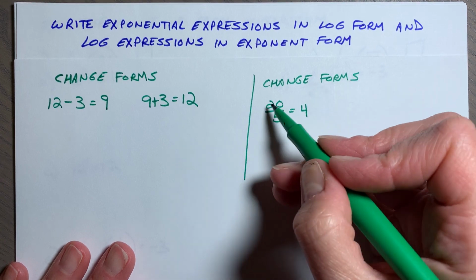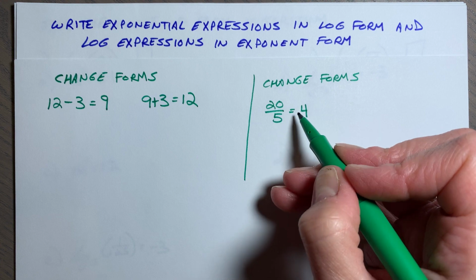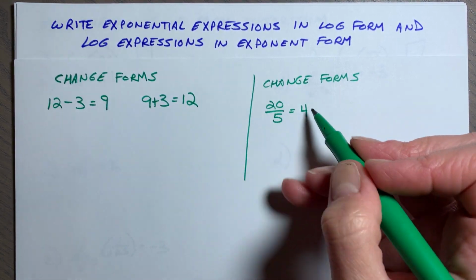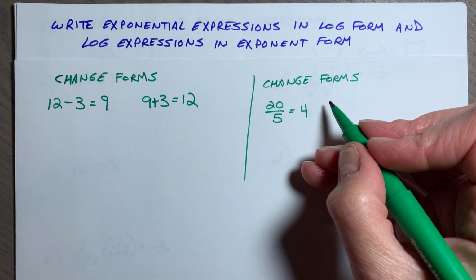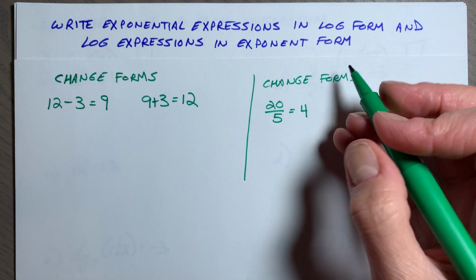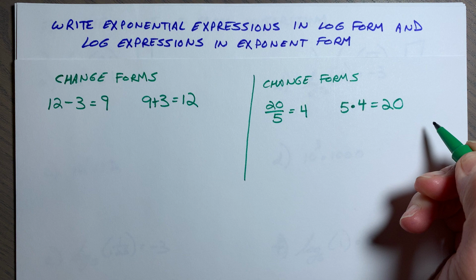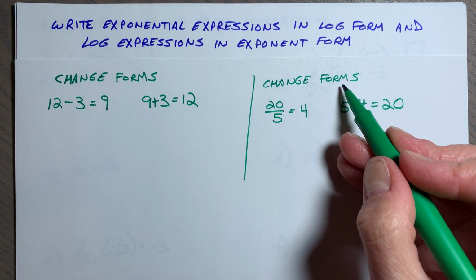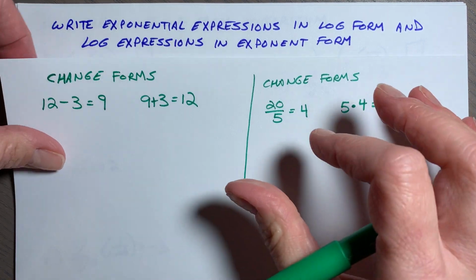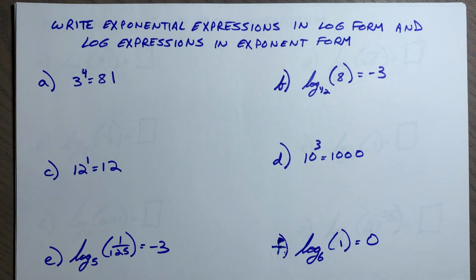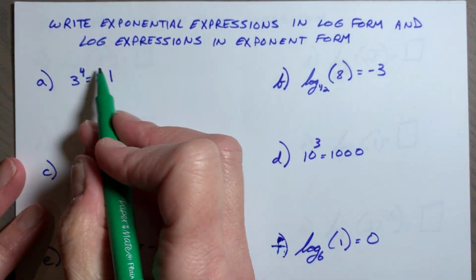We can also change forms when we have multiplication or division. If I start with the equation 20 divided by 5 equals 4, this is showing a relationship between these numbers and division. Right? The same relationship between these numbers can be shown with multiplication. I could say 5 times 4 equals 20. So it's a different form, again, showing the same relationship between these values. So I want you to take that framework and think of that also when we start working with our logs to exponentials. Right? So here is an exponential form.